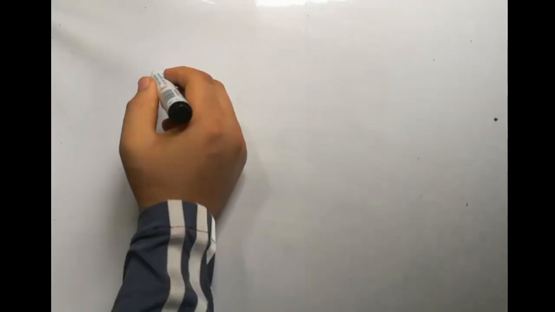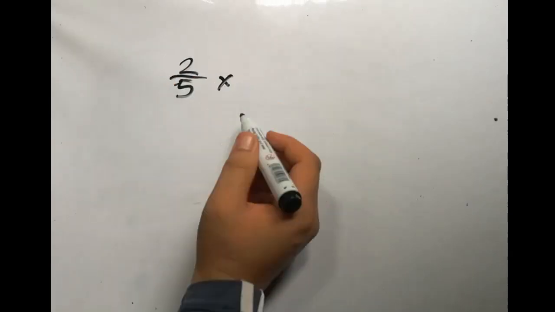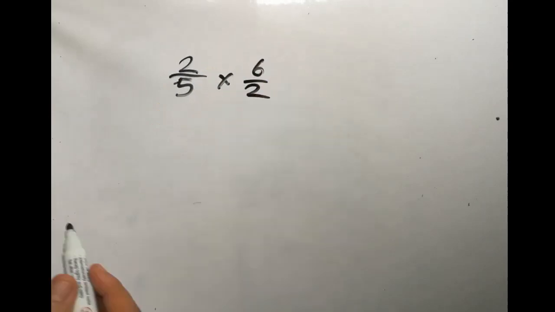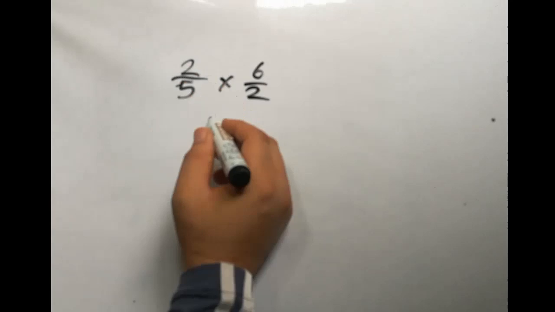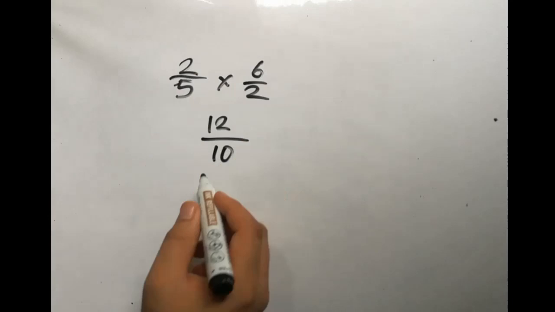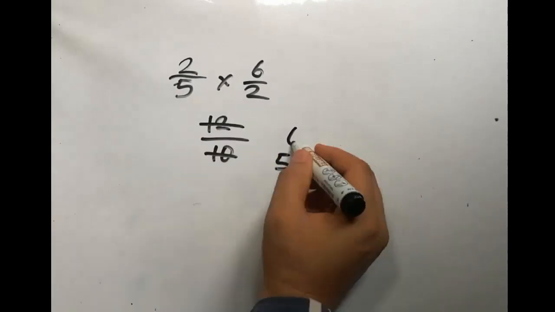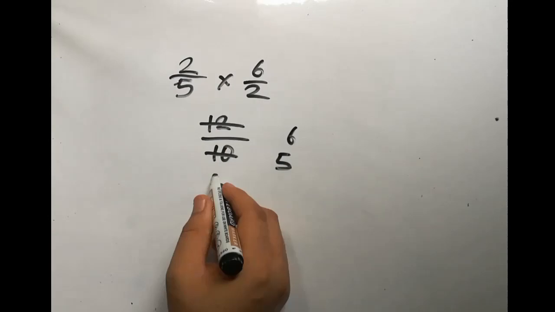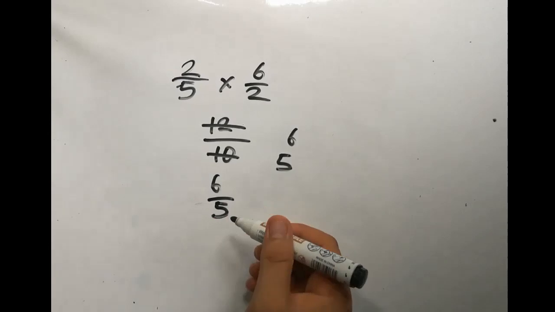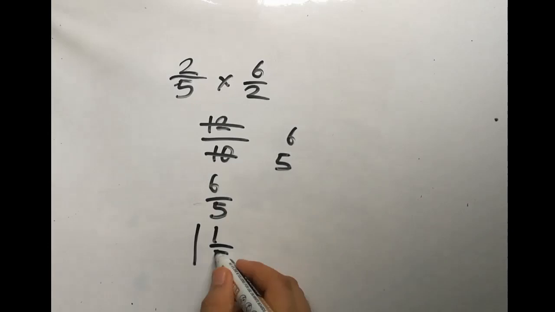We have 2 over 5 times, let's say, 6 over 2. 2 times 6 for the numerator will give you 12. 5 times 2 for the denominator will give you 10. 2 into 10 will give you 5. 2 into 12 will give you 6. You have 6 over 5. This fraction is an improper fraction, so you can go ahead to convert it to a mixed fraction. 5 into 6 is 1, remainder 1 over 5 as your final answer.